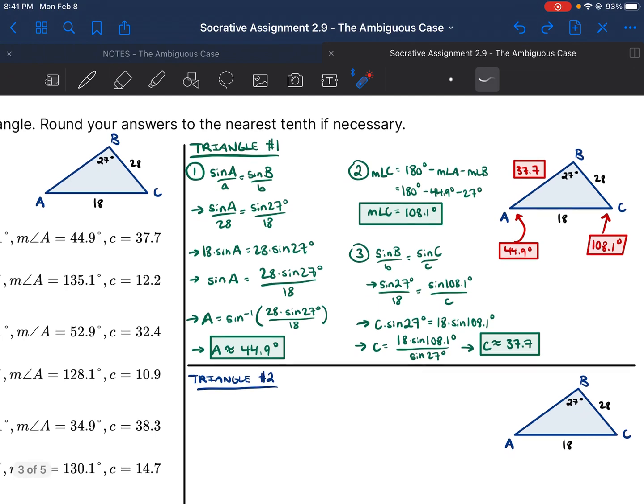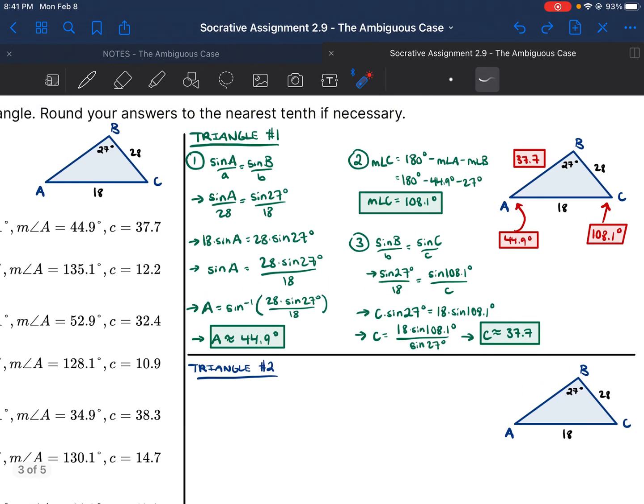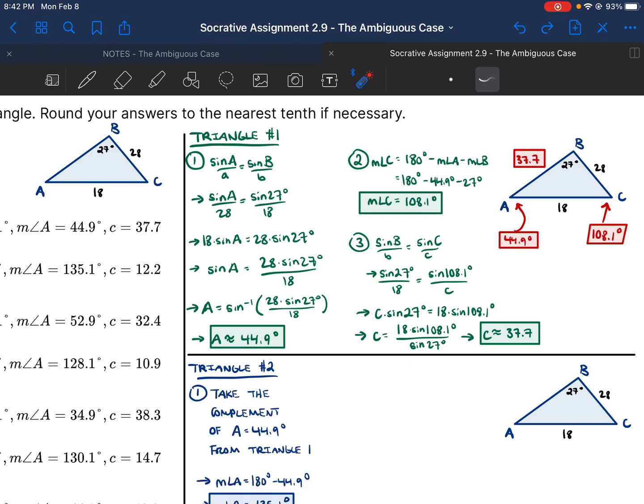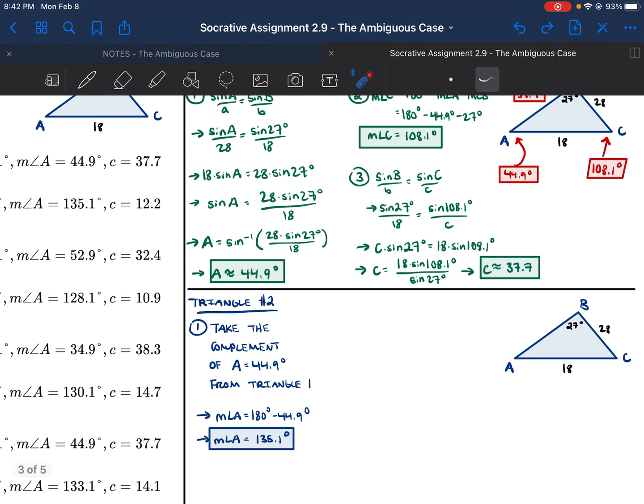So to find the second triangle solution, remember that the first step that we're going to take is we're going to look at that first angle that we found. The first angle that we calculated for was angle A. Well, let's take its complement. So taking the complement of 44.9 degrees, we get 135.1 degrees. Remember, the complement is just where you take that angle and you subtract it from 180 degrees. So the new angle A, or the angle A in the second triangle, is 135.1 degrees.